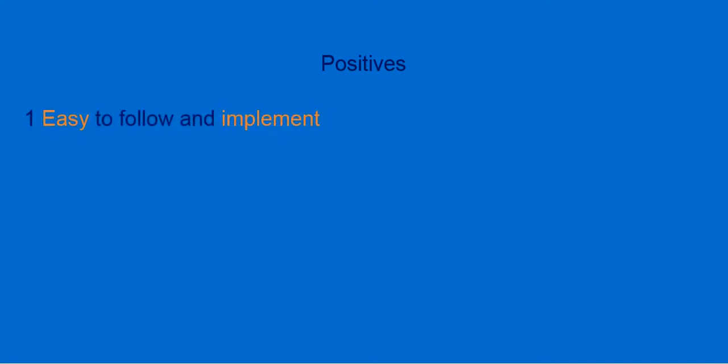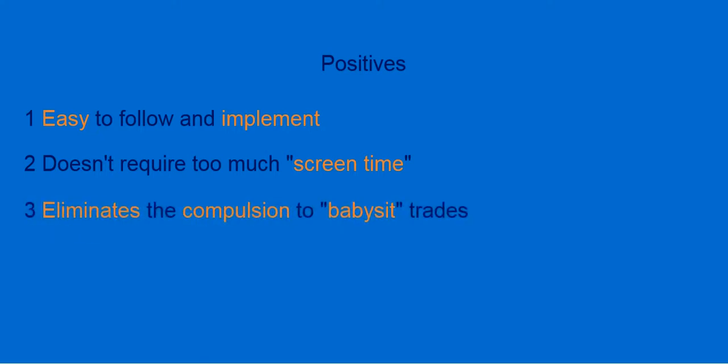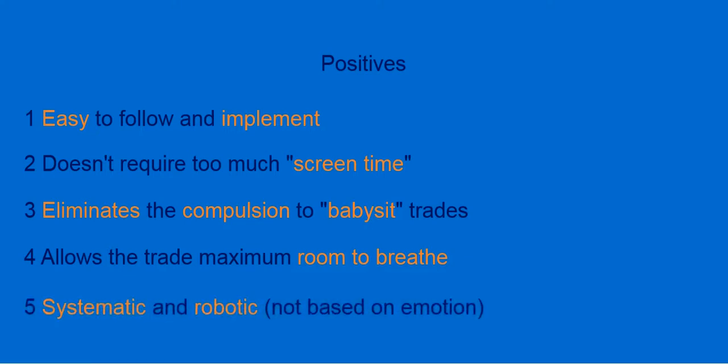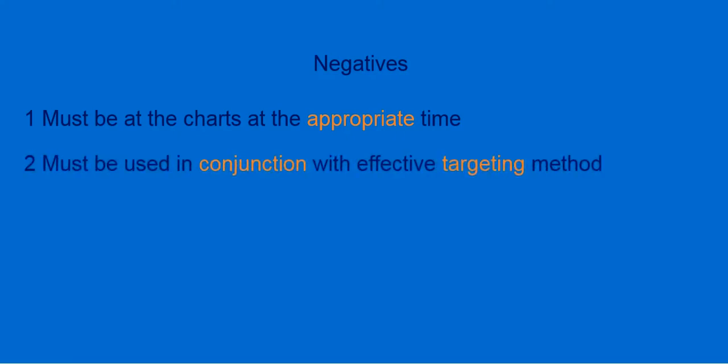The positives of this method are that 1, it is very easy to understand and implement, and 2, it doesn't require the trader to sit at the charts for excessive amounts of time. Number 3 is that it eliminates the compulsion to quote-unquote babysit or tinker with open trades. Fourthly, it offers the trade plenty of room to breathe between the entry and the take profit levels. And lastly, once again, it is mechanical and robotic. The negatives of this method are that 1, you must be at the charts when price reaches the break-even point. Secondly, it should be used in conjunction with a very efficient and effective targeting method. And lastly, it will sometimes cause you to miss opportunities as price moves into a large profit without hitting the target, only to come back and hit your stop loss.